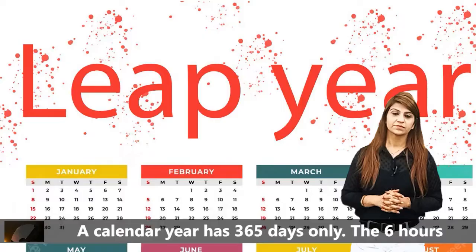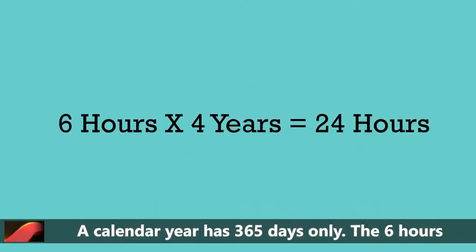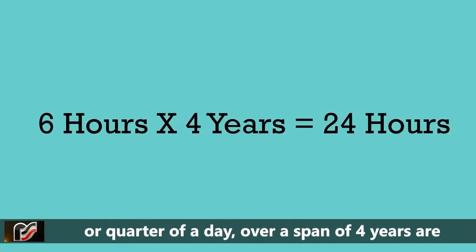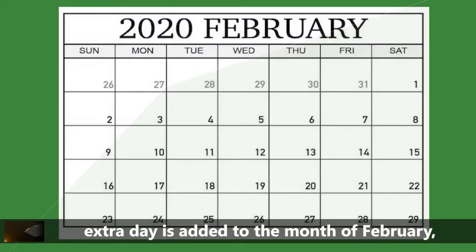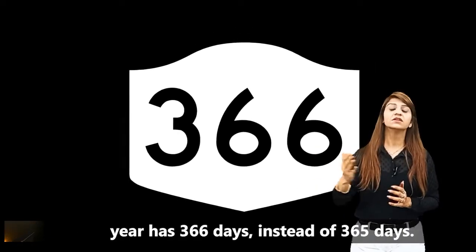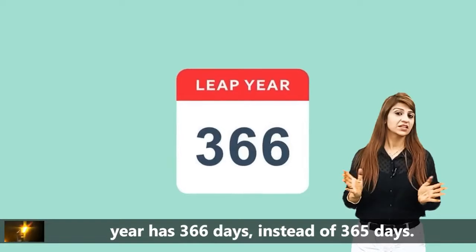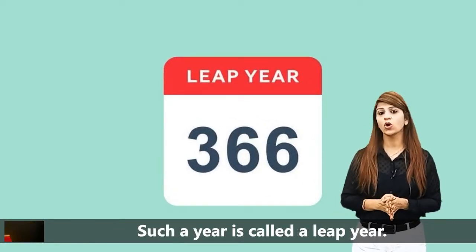Leap year. A calendar year has 365 days only. The 6 hours or quarter of a day over a span of 4 years are added to make it 24 hours or one full day. This extra day is added to the month of February, which otherwise has only 28 days. Every fourth year has 366 days instead of 365 days. Such a year is called a leap year.